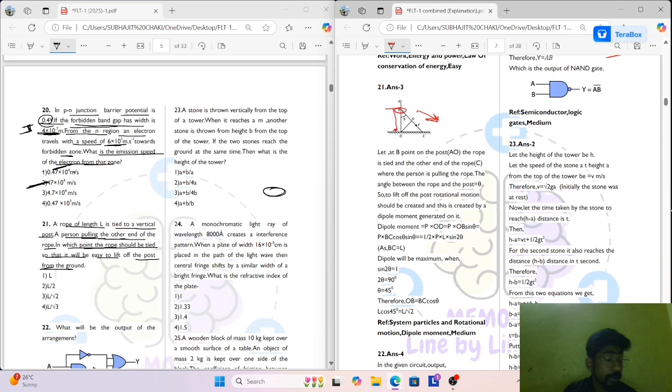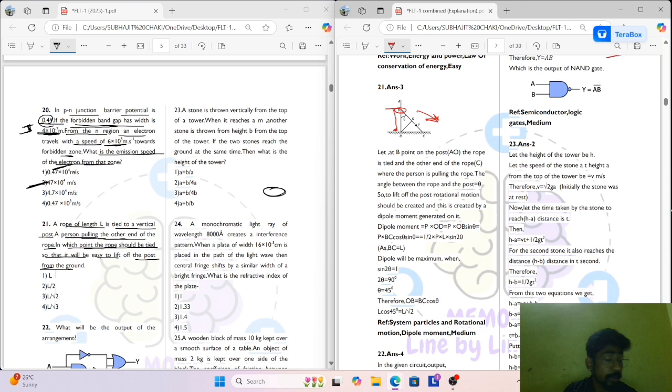So in place of OB, you can write BC cos theta and sin theta. That means it will become BC sin theta cos theta. So it will become half into P into L sin 2 theta, since cos theta sin theta means sin 2 theta by 2. From this equation you can say the value will be maximum when sin 2 theta is maximum, and the maximum value of sin is 1, that is at 90 degrees. That means theta will be 90 degrees by 2, which equals 45 degrees.